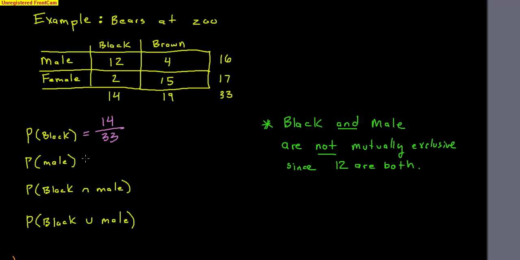All right, what about male? Well, I want to see a male bear, so I know that there are 16 males in the zoo out of 33 total bears. How easy is that? Oh my goodness, so easy.